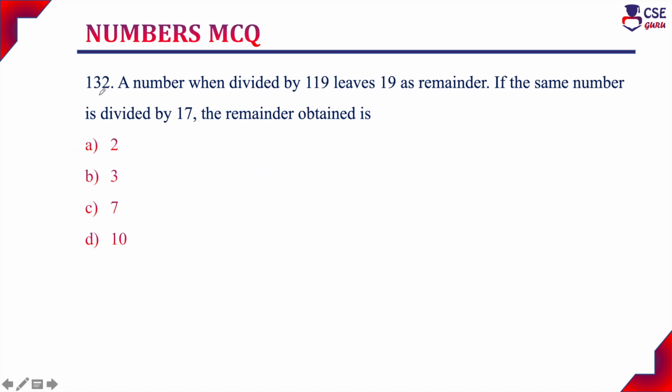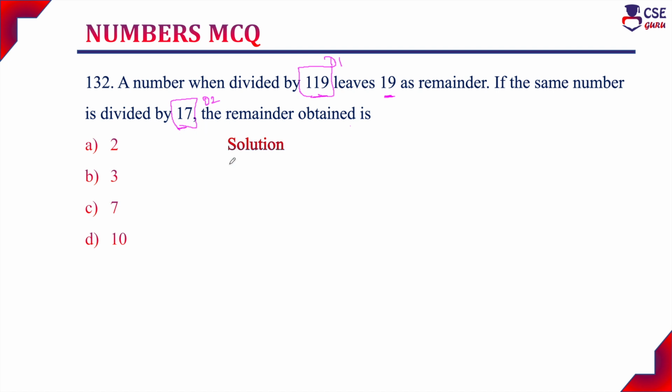Next, problem number 132. A number when divided by 119 leaves 19 as the remainder. If the same number is divided by 17, then the remainder will be? So 119 is considered as divisor 1 and 17 as divisor 2. Here we know the first remainder and we don't know the second. This is like the previous case.